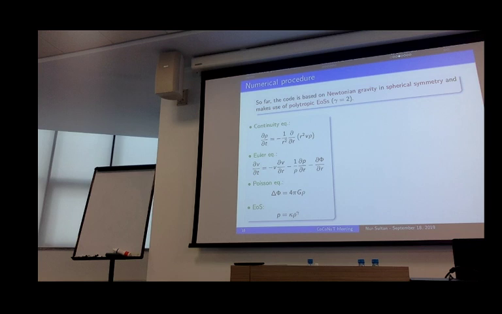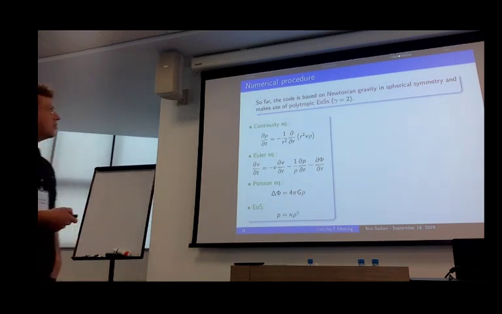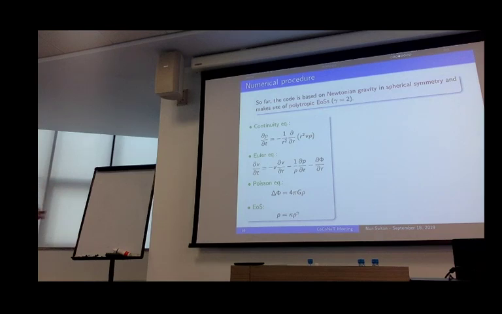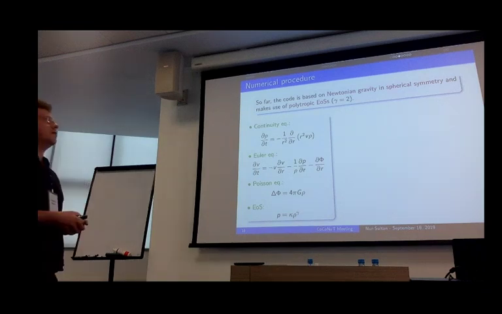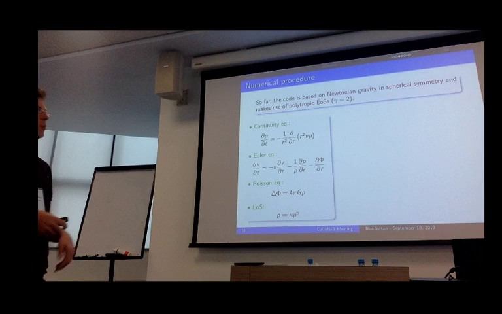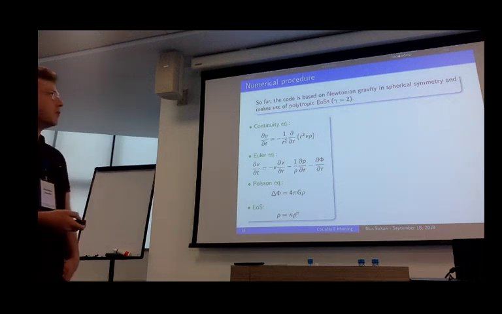As I said, this is a very recent project, so we started not a long time ago. So far the code is only based on Newtonian gravity in spherical symmetry and makes use of a polytropic equation of state with an adiabatic index equal to 2, for which an analytic equilibrium configuration can be found. Indeed these assumptions are very, very far from reality, but this simple case can be used to check the accuracy of the code and to implement various techniques that could be useful for the following.